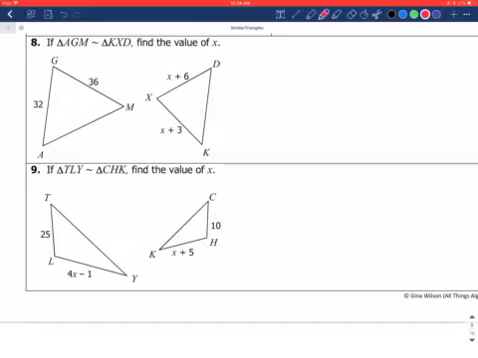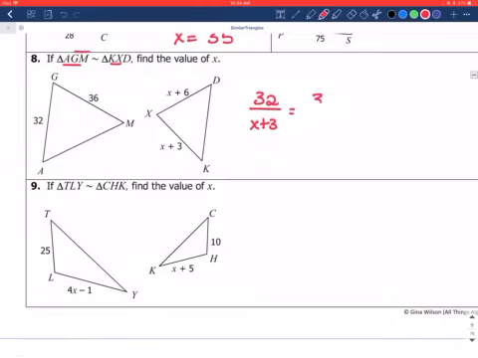So for number 8, exact same thing. Here we have AG, which is 32. AG matches up with KX, which is x plus 3. And then we have GM, which is 36. And that matches up with x plus 6, which is XD. So understand that these two are in the same triangle, right? Those are in the same triangle, and those are in the same triangle. You do not want to mismatch those. Okay, we're not crossing it as we're setting it up. We will cross multiply, but we're not going to cross it as we're setting it up.